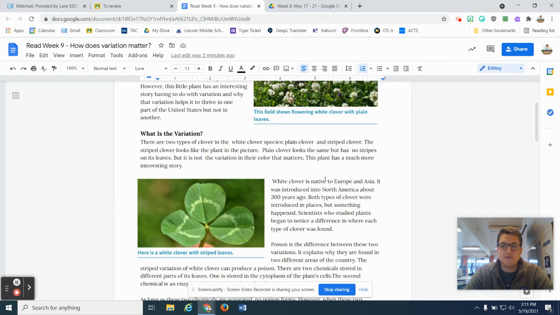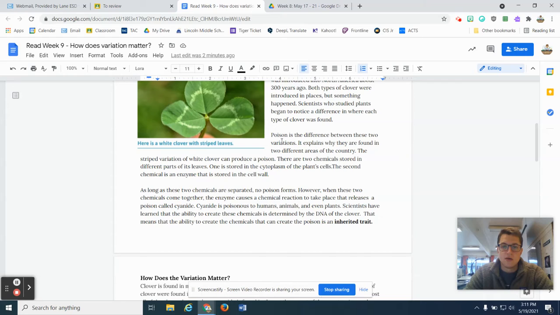White clover is native to Europe and Asia. It was introduced to North America around 300 years ago. Both types of clover were introduced in places, but something happened. Scientists who studied plants began to notice a difference in where each type of clover was found. Poison is the difference between these two variations. It explains why they are found in two different areas of the country.